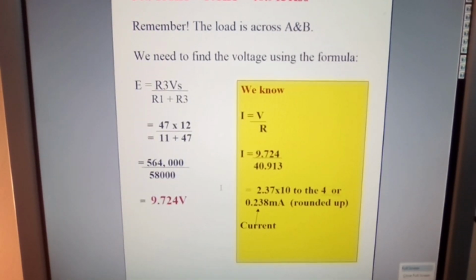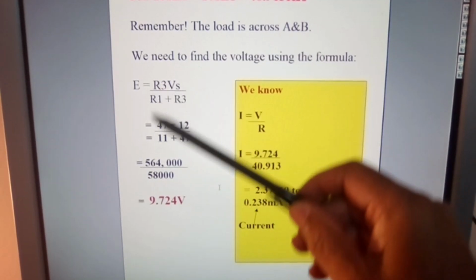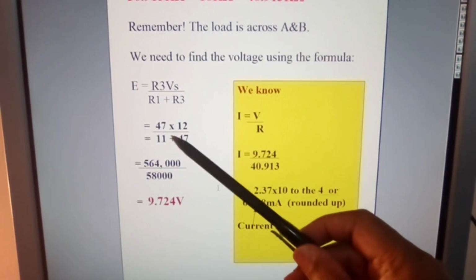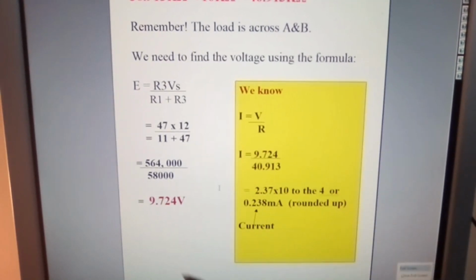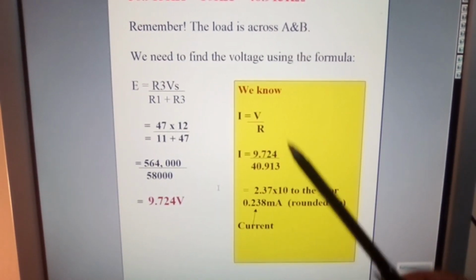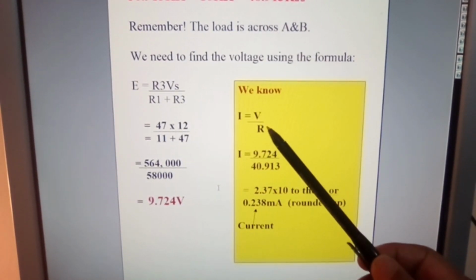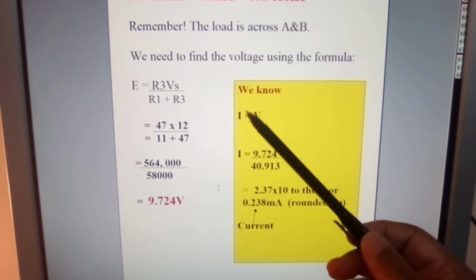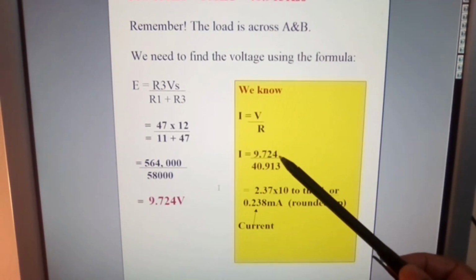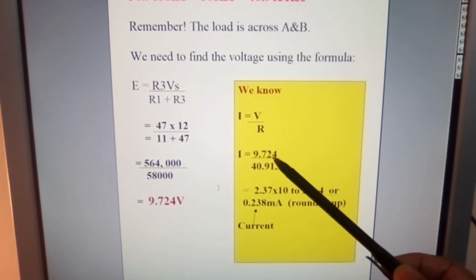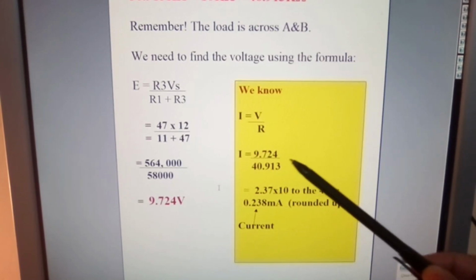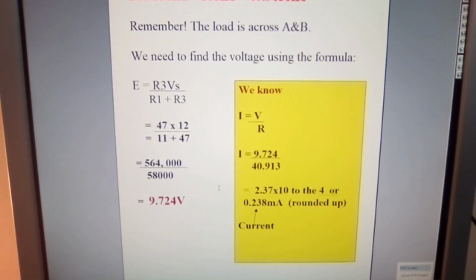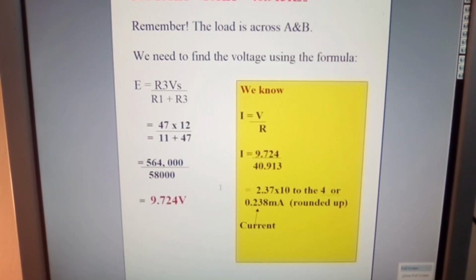Now make sure that you can follow this section here. You know where these come from and why these are the numbers that they are. I just simply employ the shortcut as I've done it already. But here we're looking for I. And you've got to look at where this came from and where this came from, 40.913. Be sure you know where those values are.